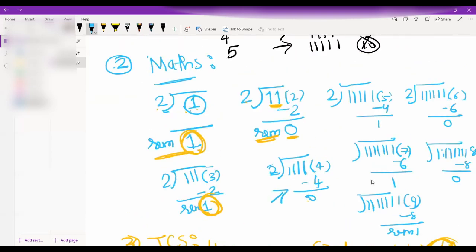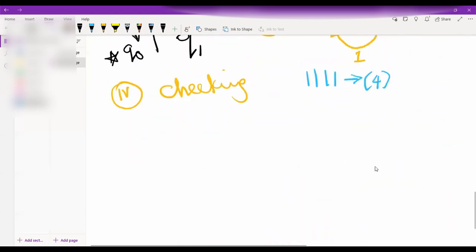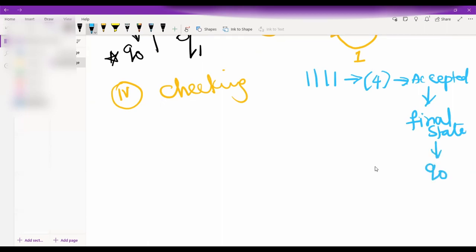Is the decimal number 4 divisible by 2 or not? Yes, it is divisible by 2. So what are we going to do? We are going to write yes, this is the accepted string. That means if this is the accepted string, it should end in the final state. So which is the final state here? The final state is Q0. After processing this string, we should end up in the final state Q0. So how will we cross-check again?